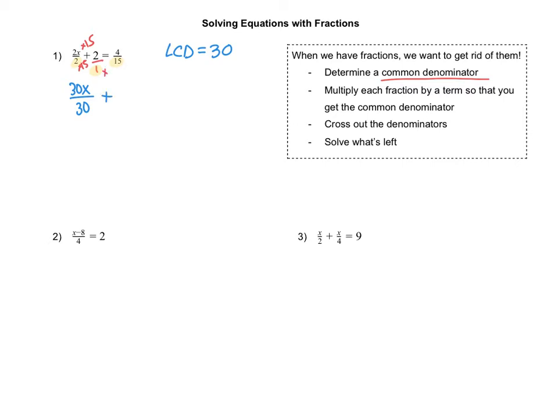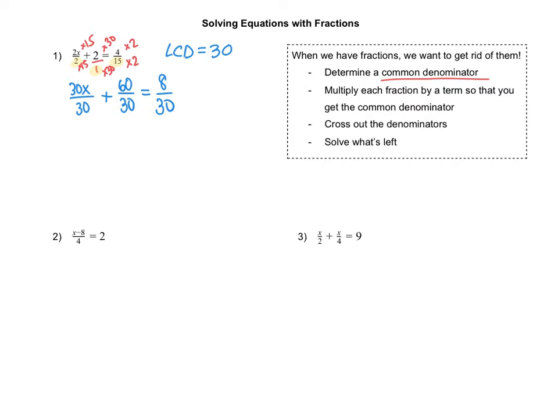For the next one, it's over 1. Well, 1 will become 30 if I just multiply it by 30. And again, whatever I do to the bottom, I do to the top. So 2 times 30 is 60, and 1 times 30 is 30. Then my equal sign. And to turn 15 into 30, I just multiply it by 2, and I'll do the same thing to the top. 4 times 2 is 8.